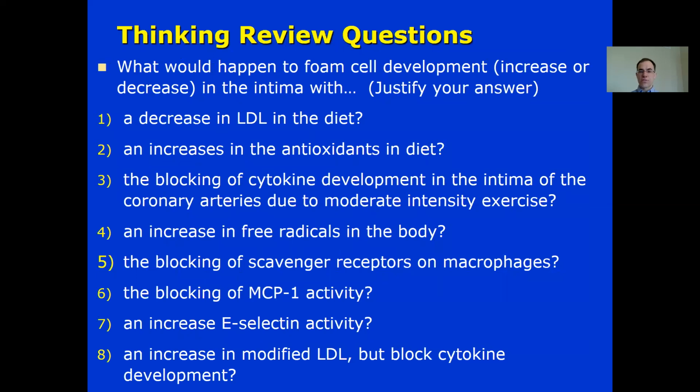We also have think and review questions. This is the first time you've seen think and review questions. What is important about this is that it'll allow you to start to apply what's happening in the pathway. So in this class, it's not just understanding the pathway, so understanding steps 1 through the end, but also being able to use it in real life scenarios. And that's what the think and review questions will do. So what I would recommend is that after this section, you try to answer these questions. So for example, what would happen to foam cell development, increase or decrease, in the intima if you had a decrease in the LDL in the diet?